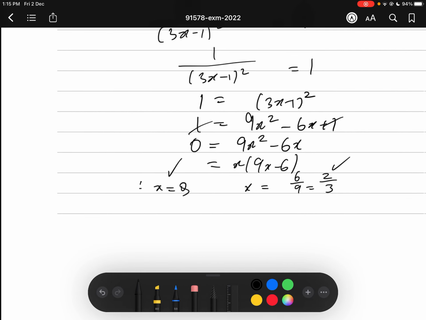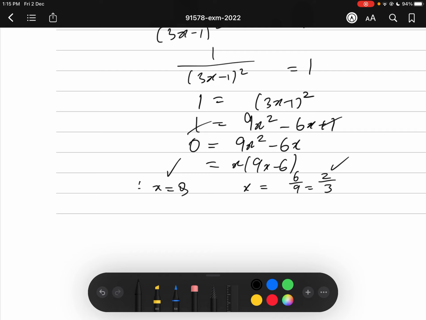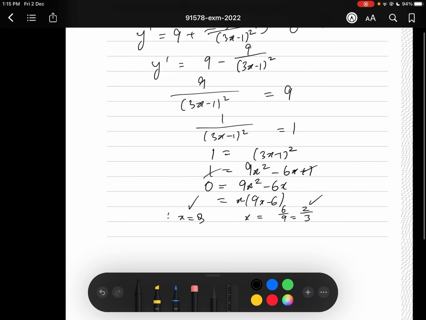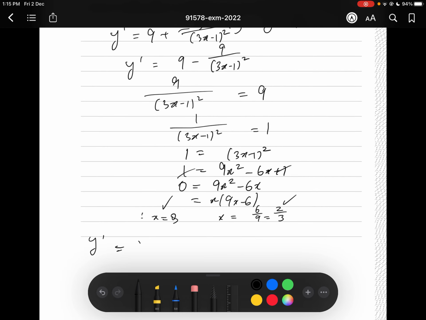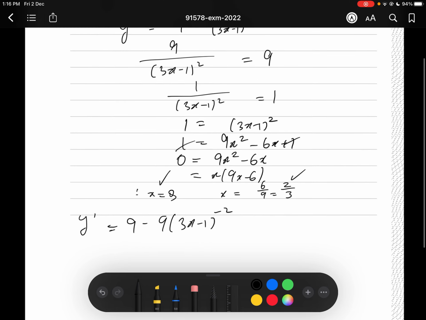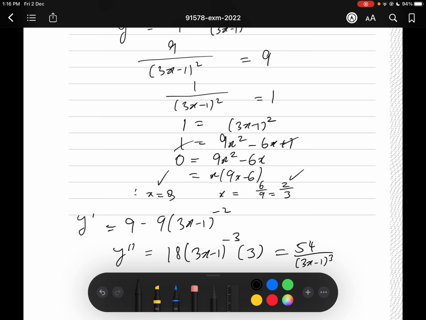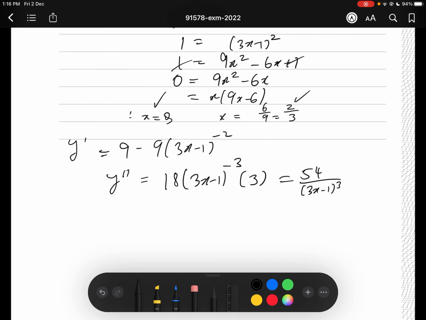Alright, so let's do a second derivative test by finding the second derivative. So in this case, we have y dash equals 9 minus 9 times (3x minus 1) to the power of negative 2. So y double dash is equal to negative 9 times negative 2, which is positive 18, times (3x minus 1) to the power of negative 3, multiplied by 3, which is equal to 54 over (3x minus 1) cubed. Let's substitute x equals 0 to start off with.